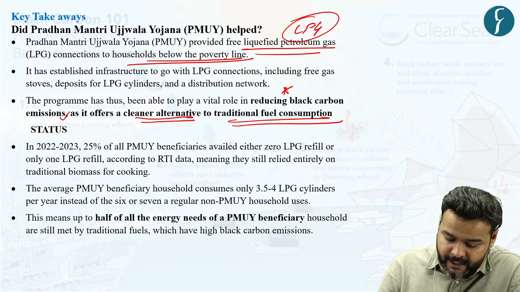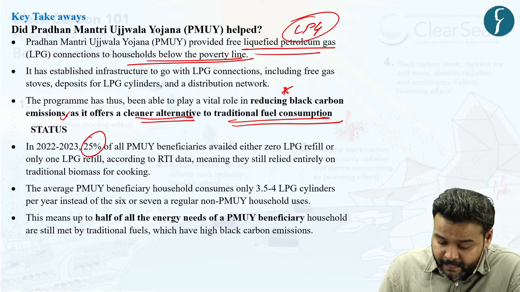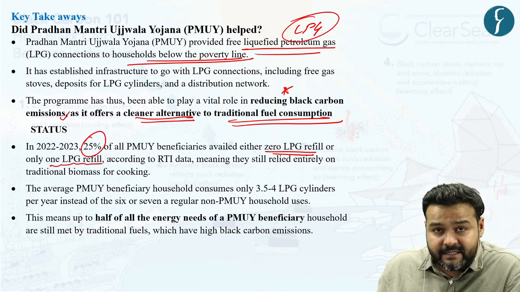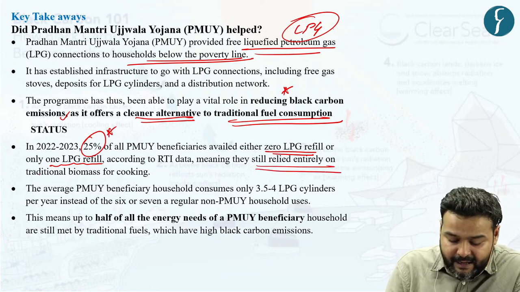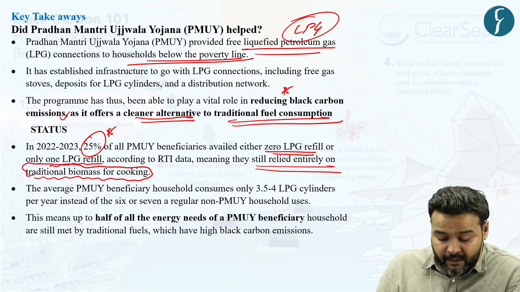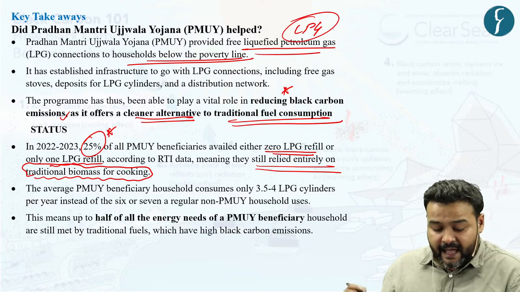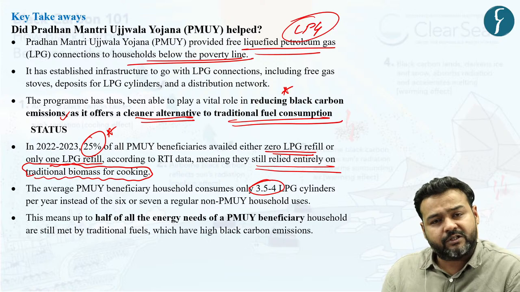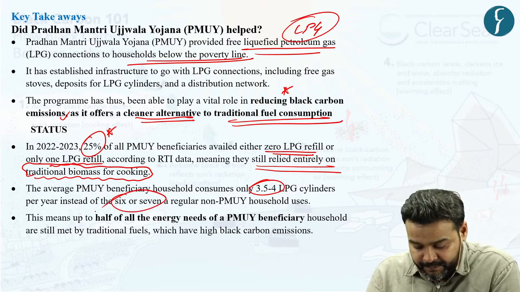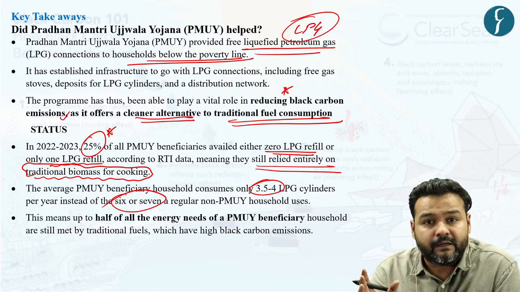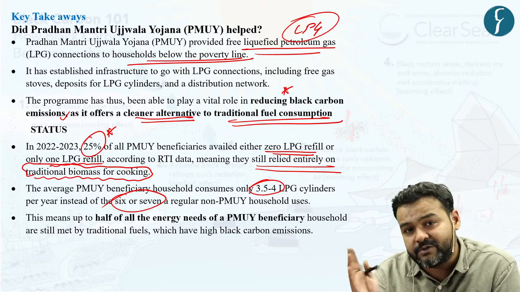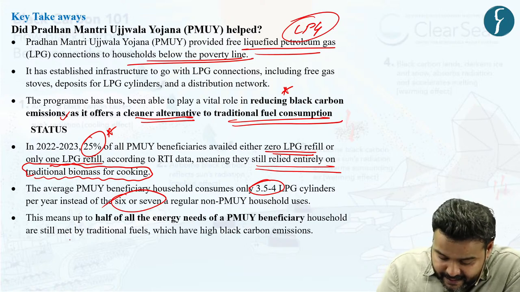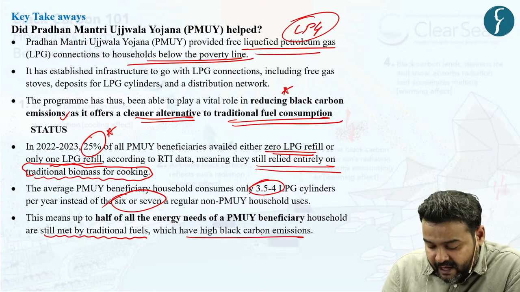But what studies have found is that 25% of beneficiaries availed either zero LPG refills or only one LPG refill. That means these 25% are still relying entirely on traditional biomass for cooking. Second, they found that the average beneficiary is using 3.5 to 4 LPG cylinders, while non-beneficiaries or regular users are using 6 to 7 regular cylinders. So the gap is almost double: those who are not beneficiaries are using around 7 and they are using around 3.5. So basically, again, half of the energy needs is still being met by traditional fuels, which have high black carbon emissions.